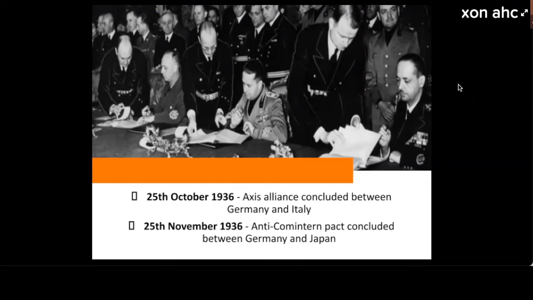Okay, so Germany sides or allies with Italy. Okay, Benito Mussolini, you may have heard of him, but then they're also going to ally with a non-European country. They are going to ally with Japan. Why Japan? Why do they get to make an alliance with a European power?